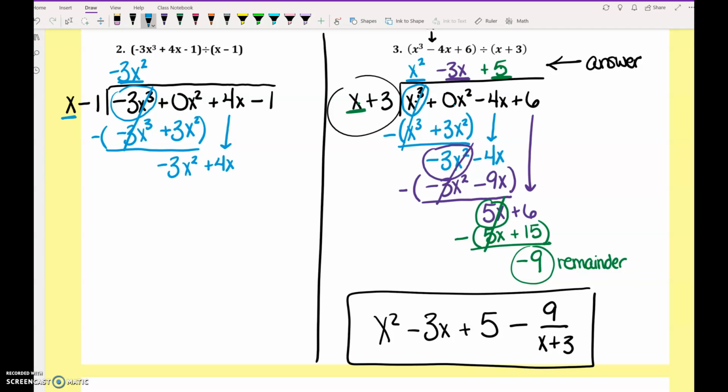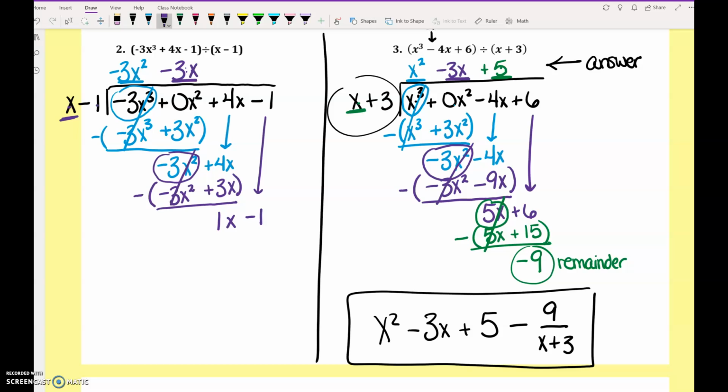Bring down your plus 4x. For our next round, x times what is negative 3x squared? We need the negative 3, and we need another x. Multiply this negative 3x to both the x and the minus 1. So negative 3x times x is negative 3x squared. Negative 3x times negative 1 is positive 3x. You are subtracting. You should get 1x and then bring down the minus 1.